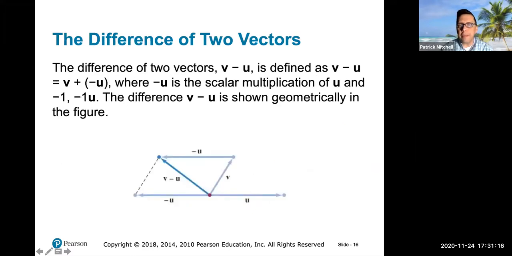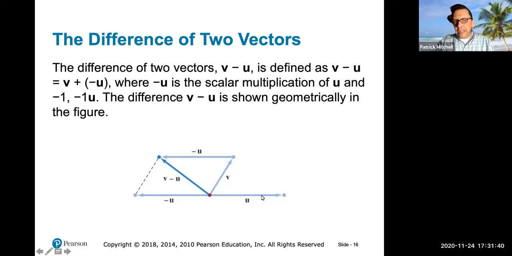The difference of two vectors, v minus u, is defined as v plus the opposite of u, where the opposite of u is the scalar multiplication of u and -1. So here's how the difference of two vectors works geometrically. So imagine starting out with these two vectors here.